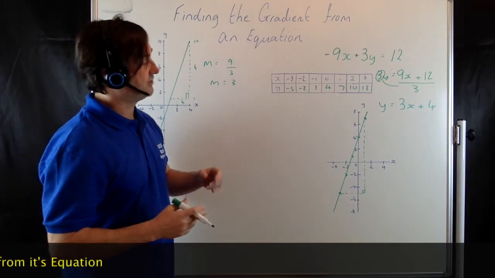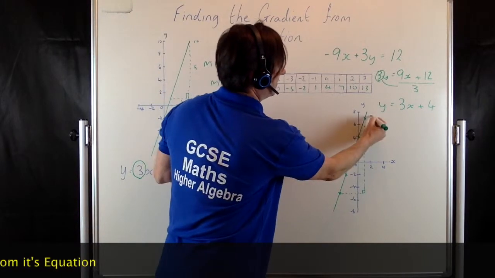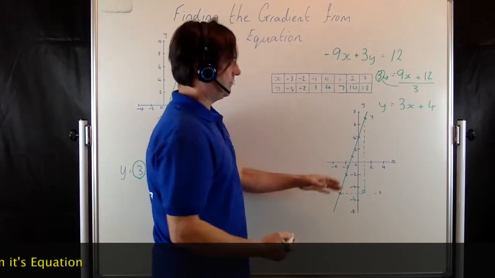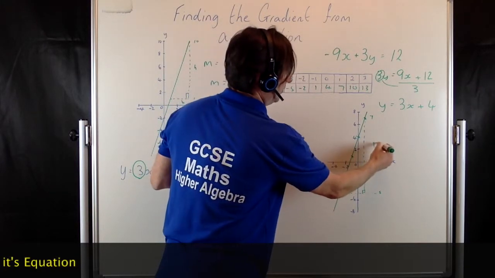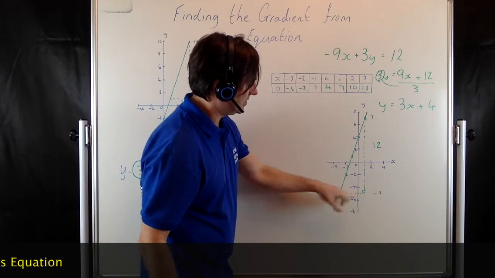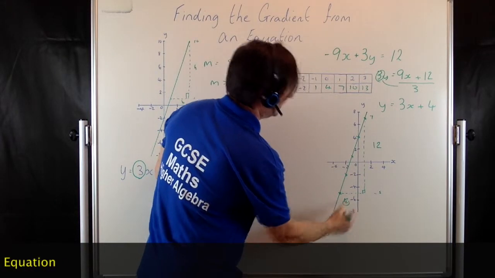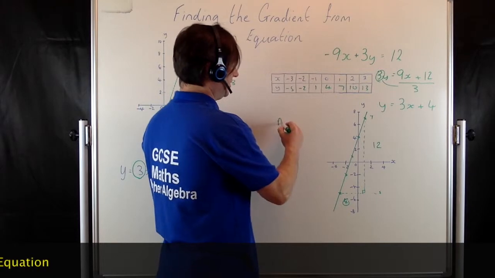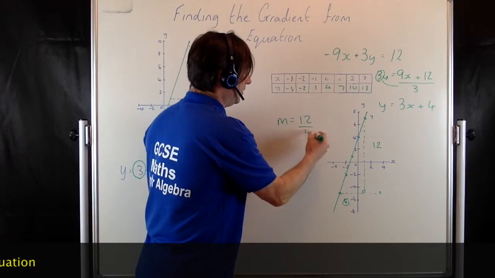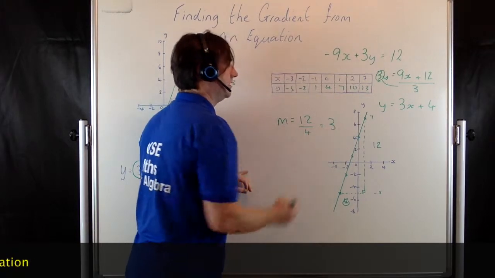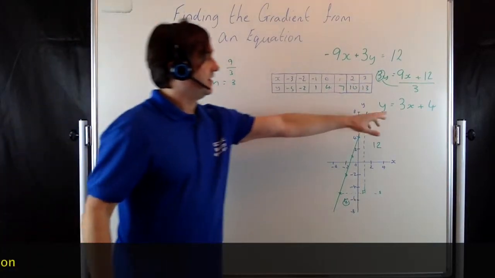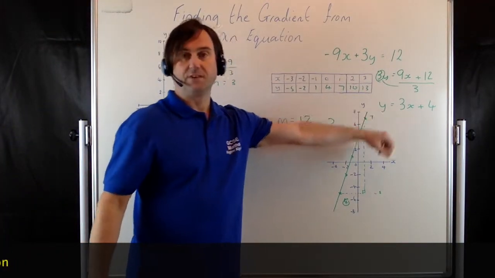We want to find the difference in the y coordinates. This one's 7 and this one here is negative 5. So we've got a difference of 12, the height of my triangle. The base of my triangle is 4. So to find my gradient, m equals 12 divided by 4, I'm going to get my gradient of 3, which relates to the 3 in front of the x.